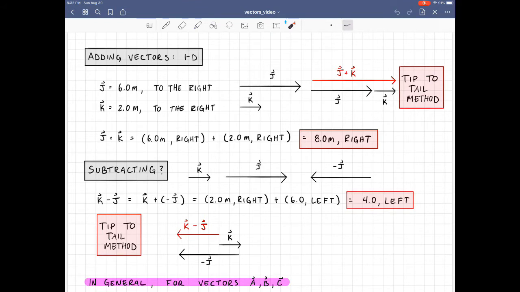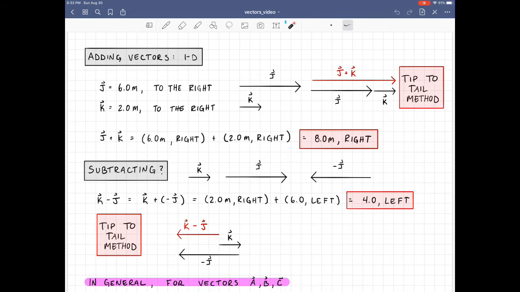So if I want j plus k, I start with j, and then at the tip of j, I'm going to place k, and then I'm going to connect where I started, which is over here, with where I ended up, which was over here. I'm going to draw a vector. And so that is j plus k. All right, so graphically, the tip-to-tail method is a great way to get immediate insight into the sum, or sometimes we'll call it the resulting vector, when you add two vectors together.